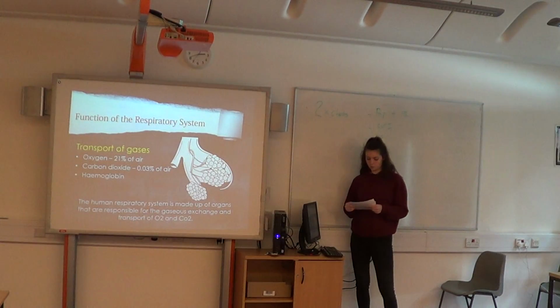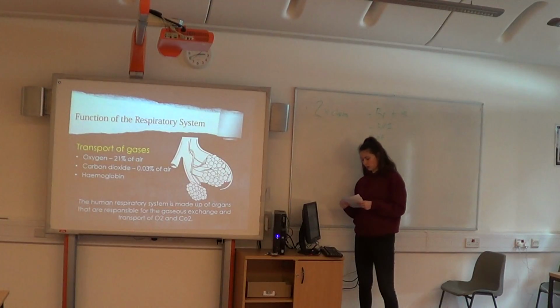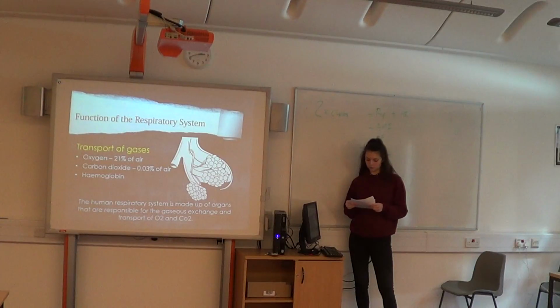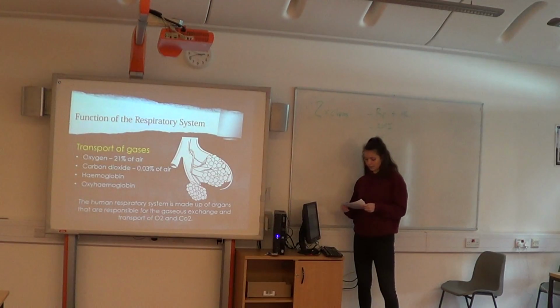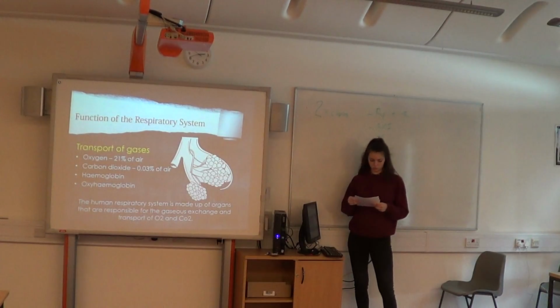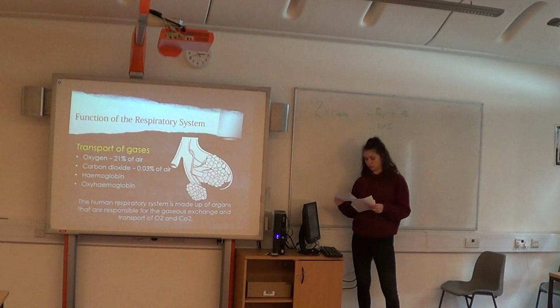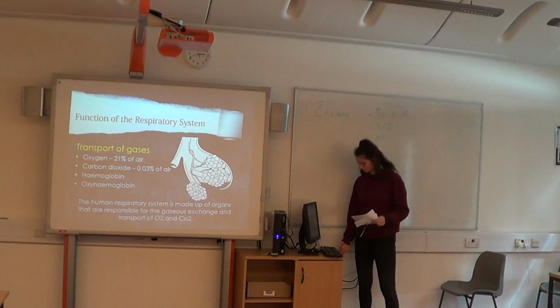Then there's hemoglobin, which is a globular protein, and it's got high affinity for oxygen. So when the oxygen diffuses across the capillary wall into the bloodstream, it will bind with the hemoglobin in the red blood cells. And then oxyhemoglobin is just when the oxygen binds to the red blood cells, and it will continue to transport oxygen into the tissues.